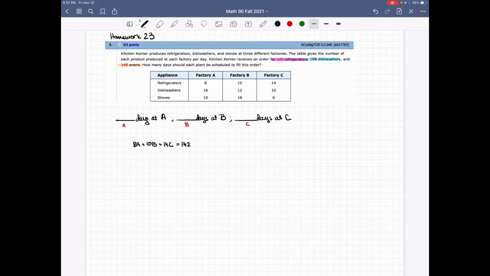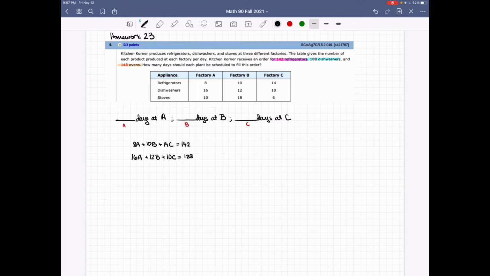Now let's look at dishwashers. Again, we want 188 total dishwashers in A days at factory A, B days at factory B, and C days at factory C. So that gives me 16A plus 12B plus 10C. Those are my dishwashers, and that's equal to 188.